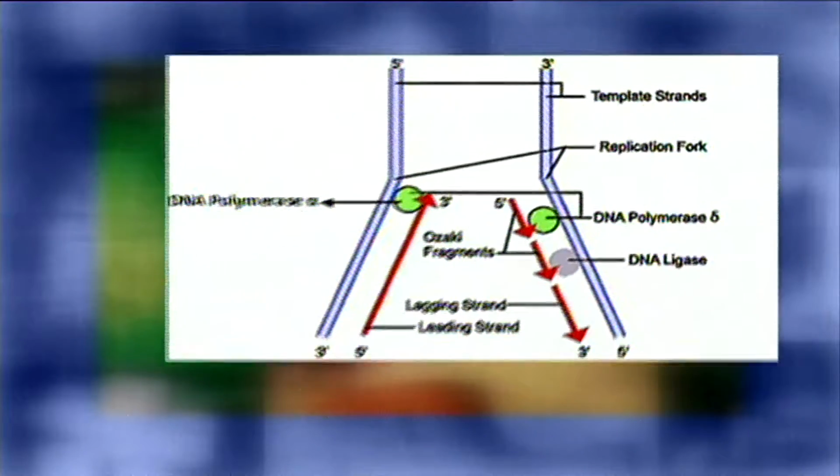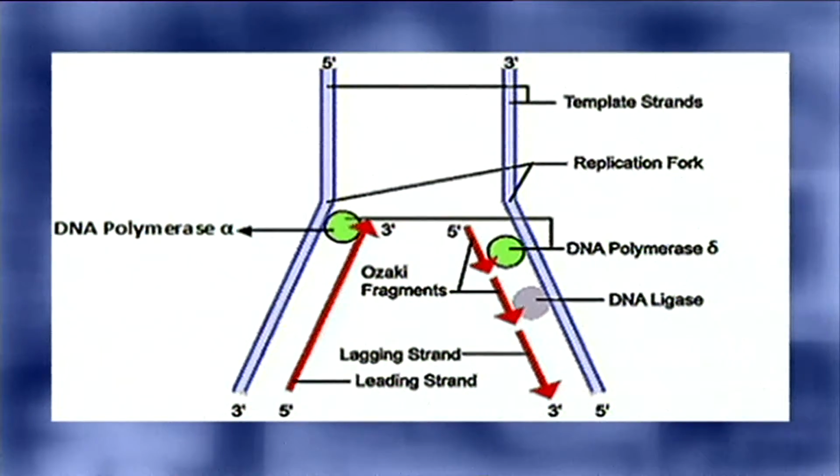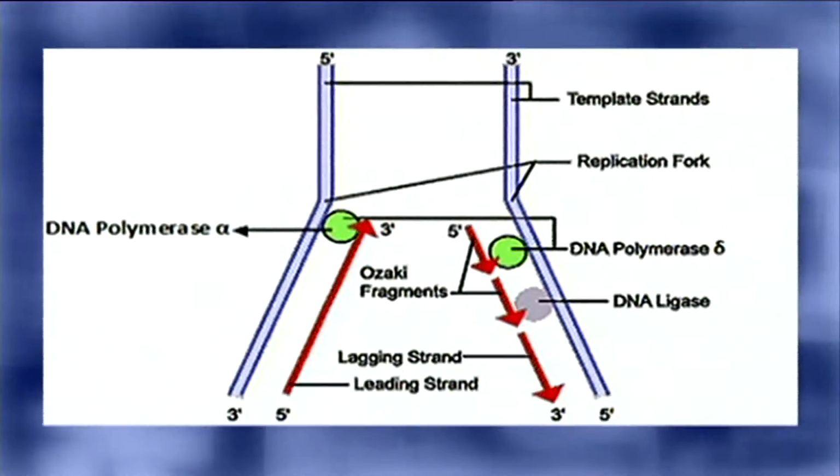Next, RNA primer is made for the lagging strand, and DNA polymerase alpha extends the strand. DNA synthesis is discontinuous in the lagging strand and hence requires a series of RNA primers. DNA in a lagging strand is synthesized at the 3' end of each primer, generating an Okazaki fragment that grows until it meets the adjacent Okazaki fragment.